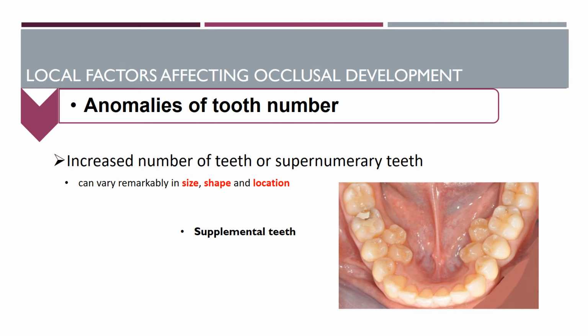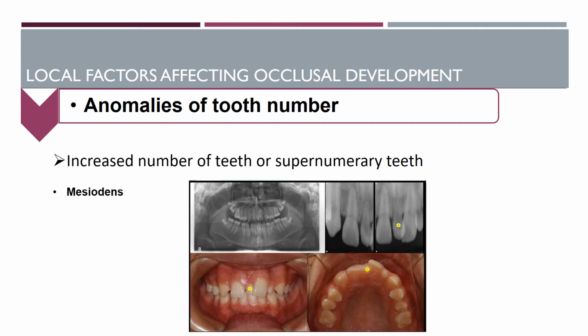The supernumerary teeth can vary remarkably in size, shape, and location. They may be supplemental teeth, which bear a close resemblance to a particular group of teeth and erupt close to the original site of these teeth: incisors, premolars, or molars. As we see in this picture, there are supplemental teeth of lower premolars.